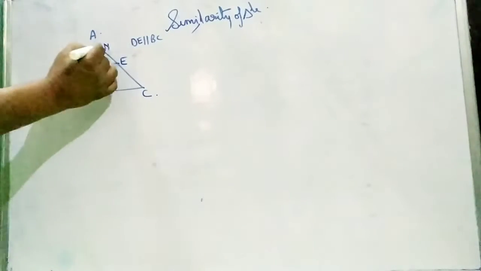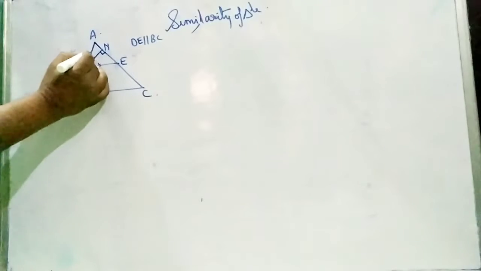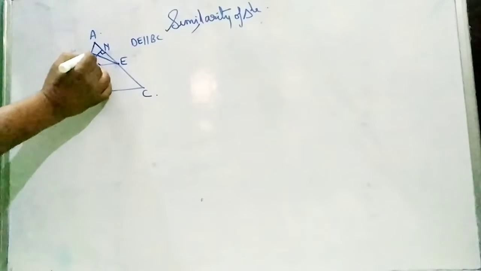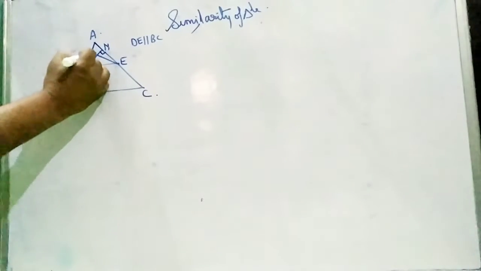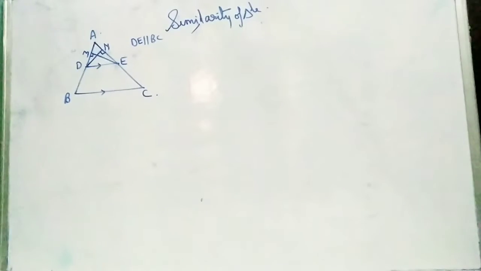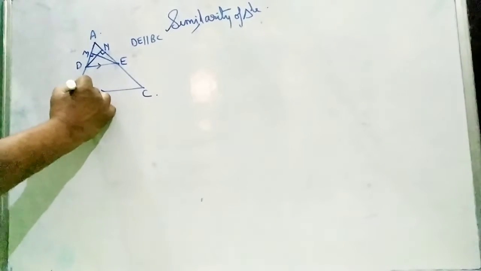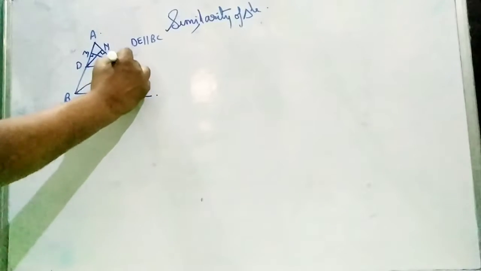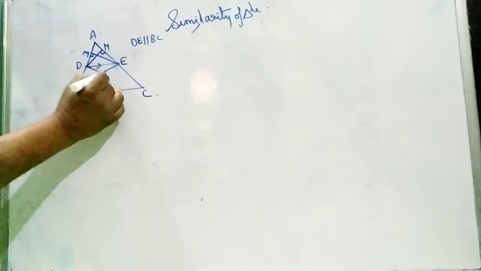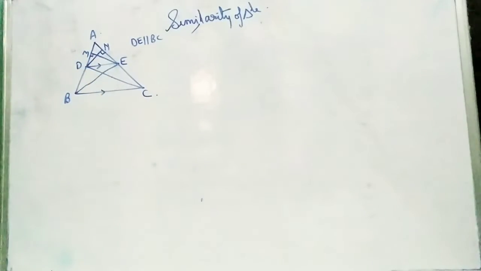DN is perpendicular to AE. From E we will draw a perpendicular. EM is perpendicular to AD. We will join B with E. We will join D with C.